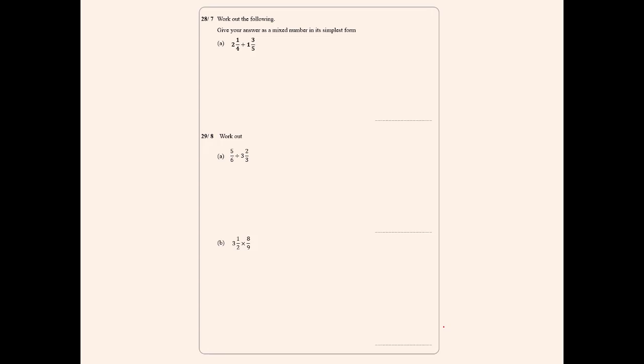Question 28, work out the following, give your answer as a mixed number in its simplest form. Now when you're adding mixed numbers, add the whole numbers together, so 2 and 1 is 3. You can change them into improper fractions, but it will give you really big numbers in your fraction, so it's very difficult to manage. But if you do it this way, you keep the numbers nice and small. So let's add a quarter and 3/5. If you're not sure how to add mixed numbers or fractions, watch my fractions, adding, subtracting, multiplying, dividing fractions video.